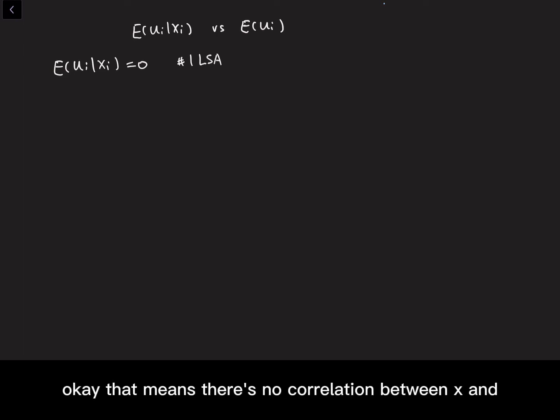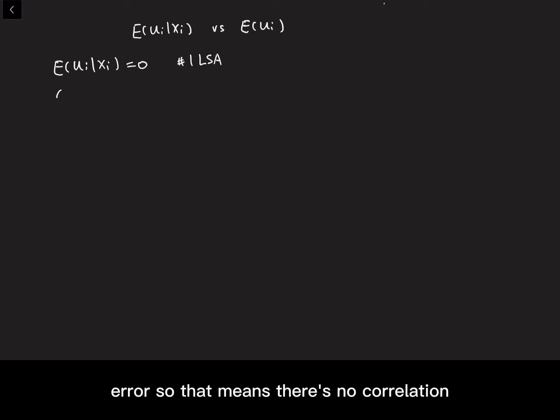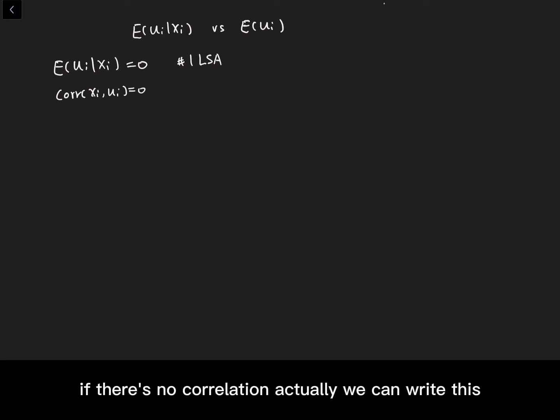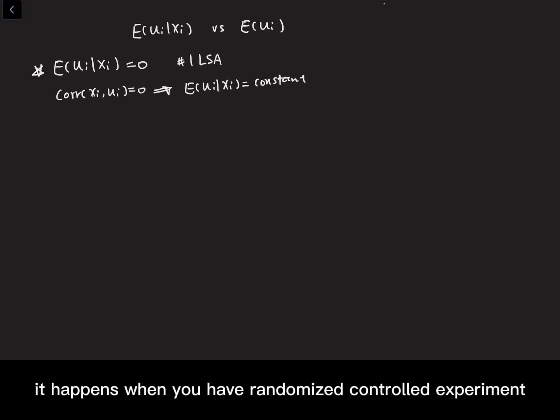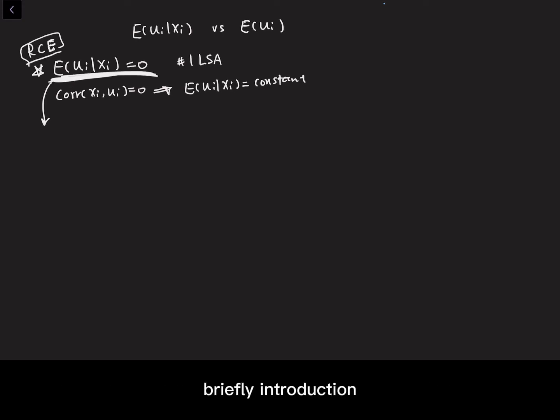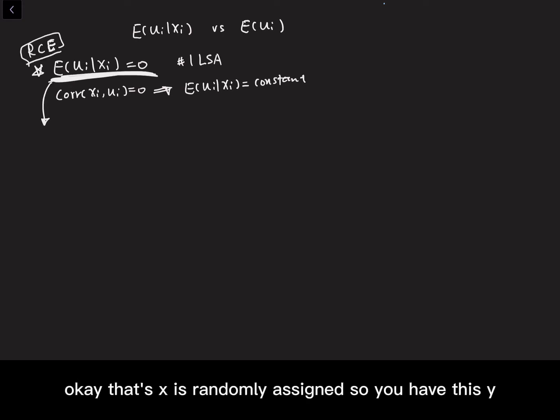That means there's no correlation between x and error. So actually, if there's no correlation, we can write this equation equal to a constant. You will see that this is a very strict condition. It happens when you have a randomized controlled experiment, where x is randomly assigned.